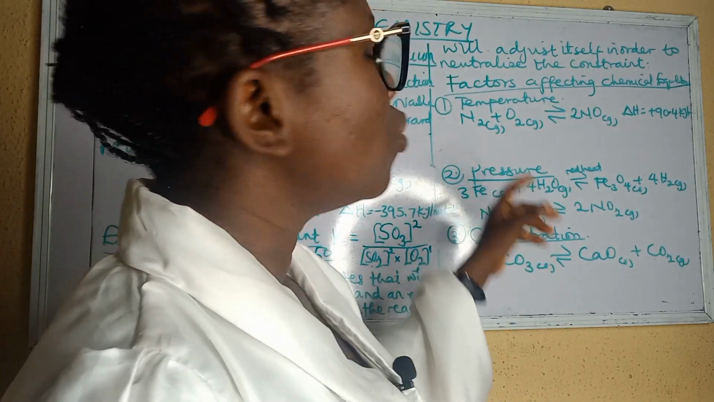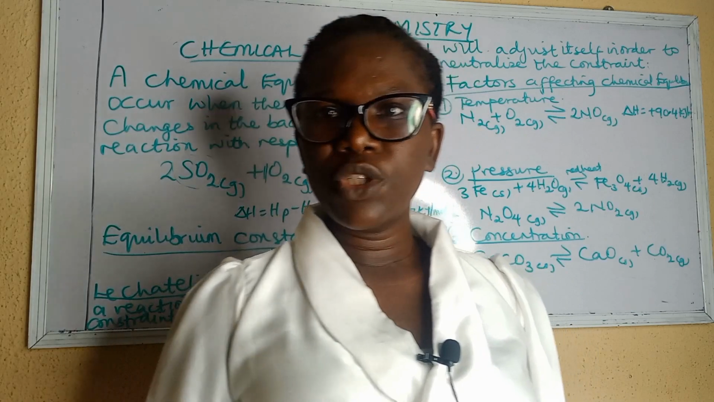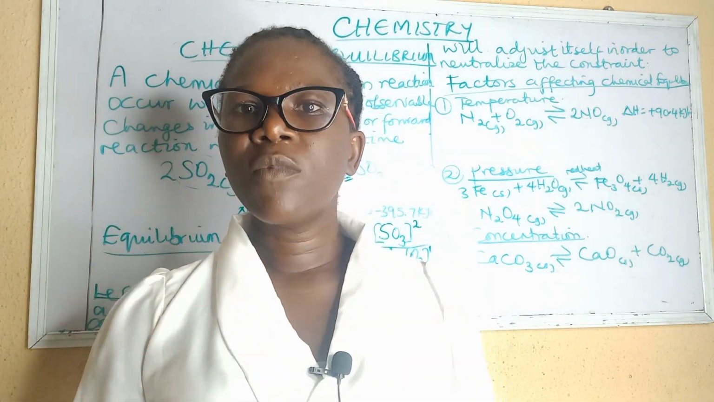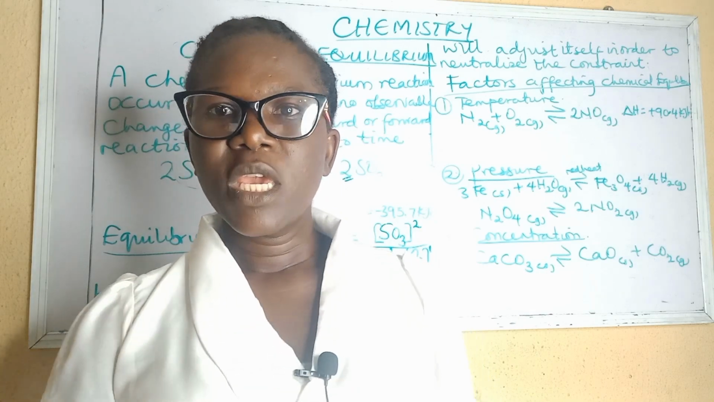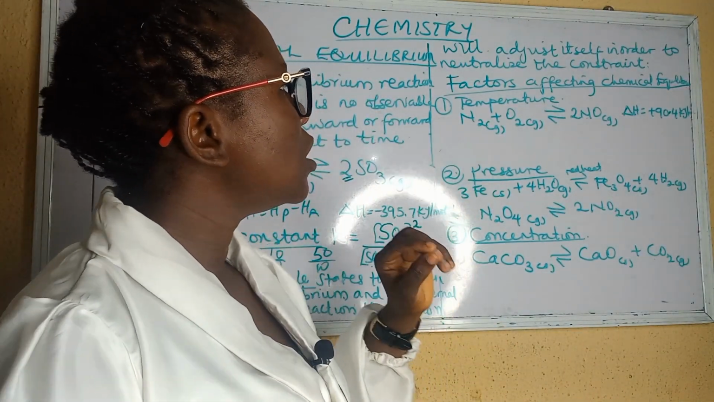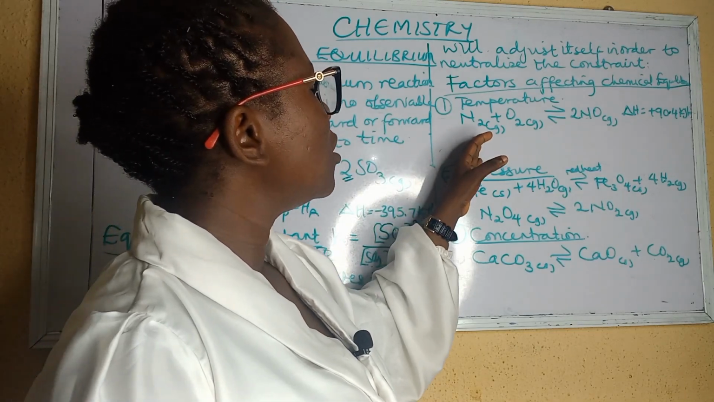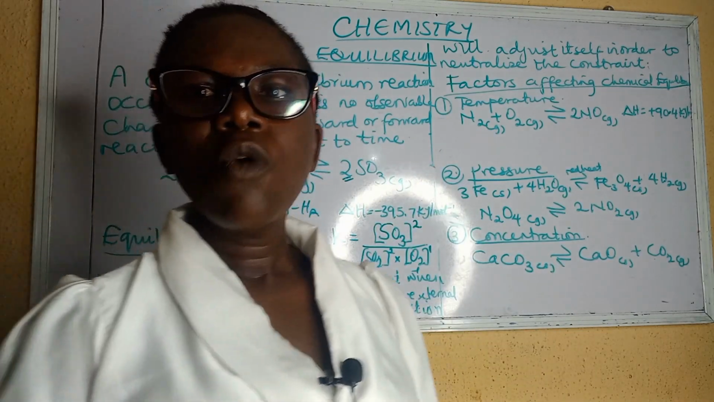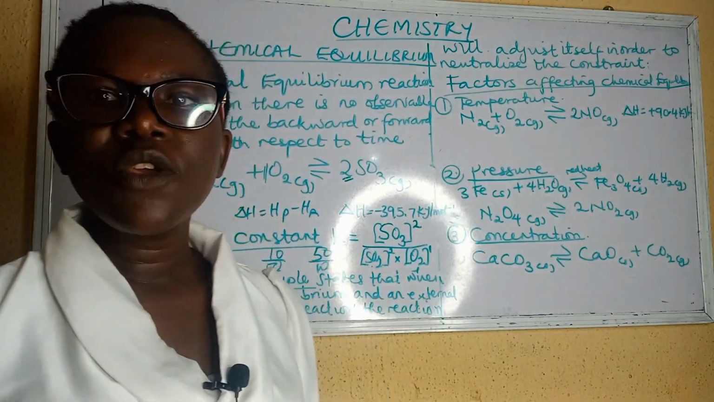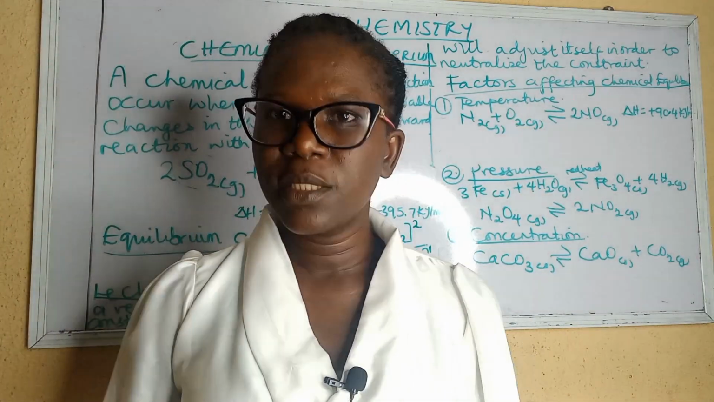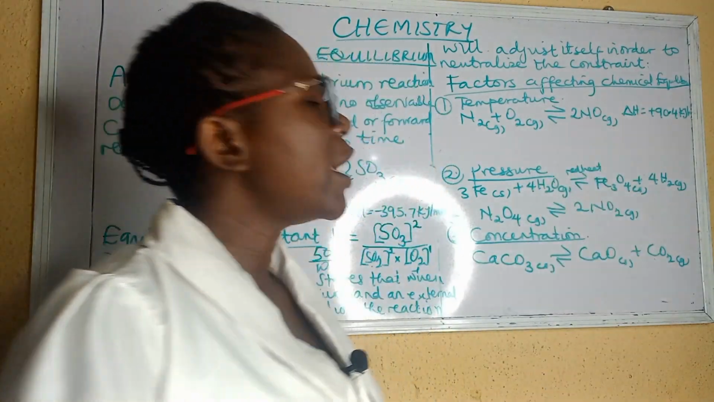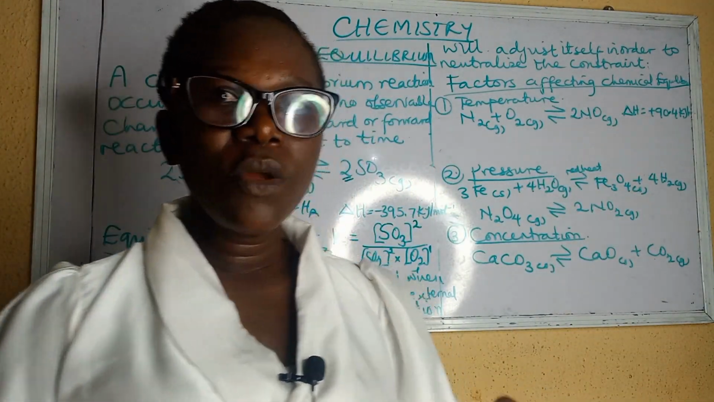So the first thing to do when you want to answer a question on temperature, how does temperature affect chemical equilibrium? The question will be in this form. State the effect of increase in temperature on the following reaction. How will increase in temperature affect this reaction? Now, we will use Le Chatelier's principle to explain this. But the first thing you need to look at is, just like I said, the heat of reaction here is positive. That is an endothermic reaction.